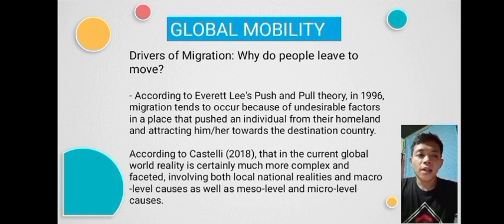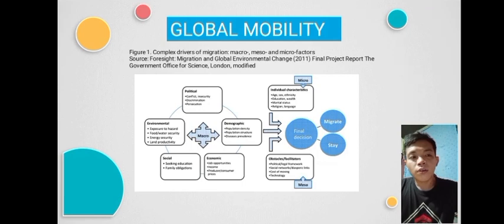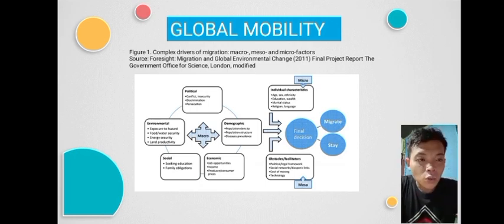And according to Castelli in 2018, the current global reality is certainly much more complex and faceted, involving both local national realities and macro level causes, as well as meso level and micro level causes. I have here a framework. It is a conceptual framework of migration and global environmental change. As we can see here, we have the macro levels.